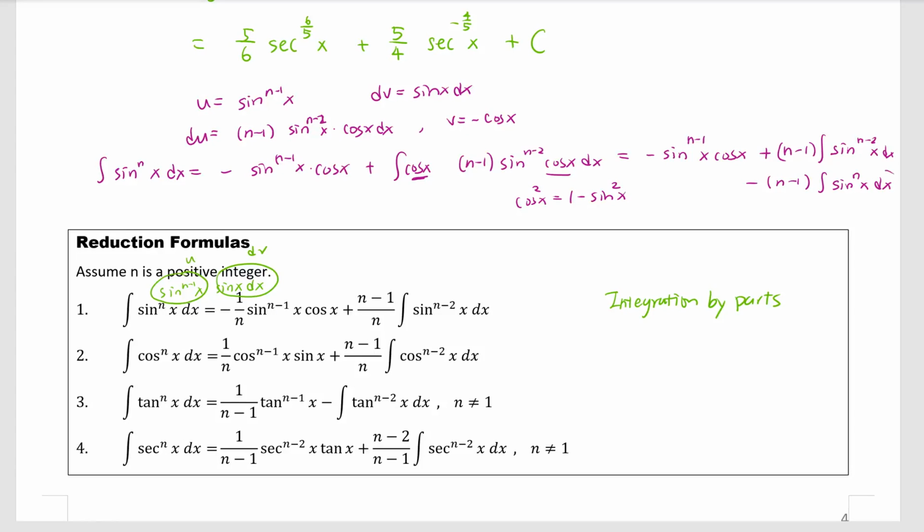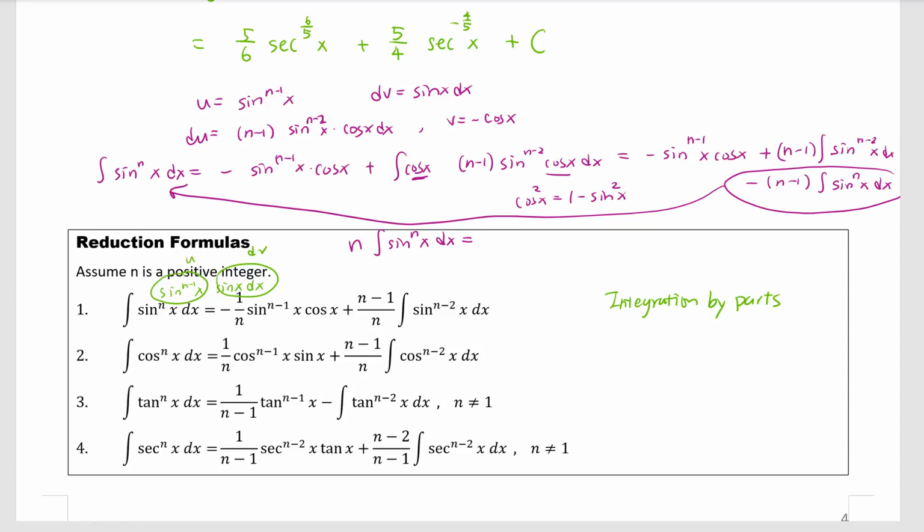And this one I can move to the left hand side and combine with that one, so it becomes 1 plus n minus 1, so it is n times the integral of sine to the n x dx equals minus sine n minus 1 x cosine x plus n minus 1 times the integral of sine n minus 2 x dx. So now you can see I can divide both sides by n, then we get this formula. And the rest are very similar to this proof.